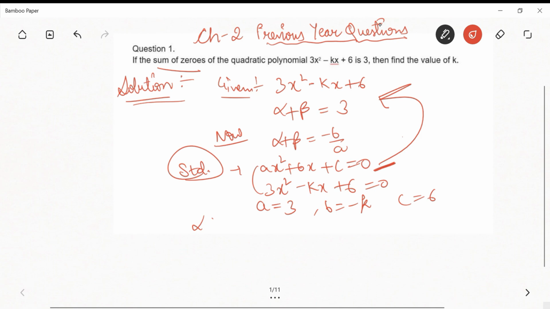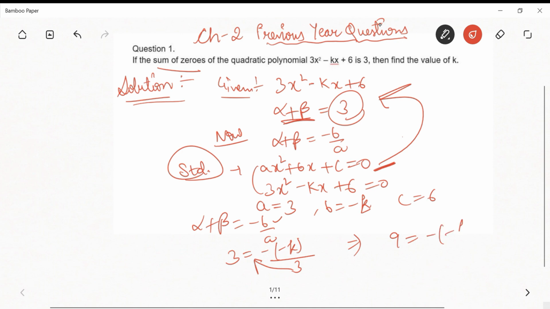Now we will apply the formula alpha plus beta is equal to minus b by a. Now we have the value of alpha plus beta, that is equal to 3. So in place of alpha plus beta, we will write down 3, and that should be equal to minus b. What is the value of b? That is minus k. So minus into minus k divided by 3, correct? So see, cross multiply it. So 3 3s are 9, and that should be equal to minus minus k. It means minus minus is plus, so the value of k is 9. I hope this question is clear to you. Now let's move to the next question.